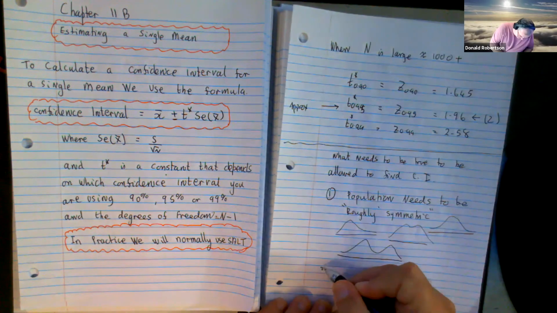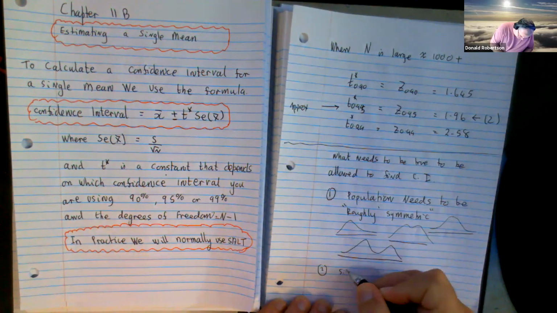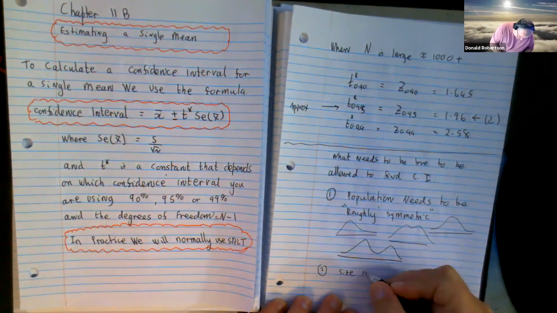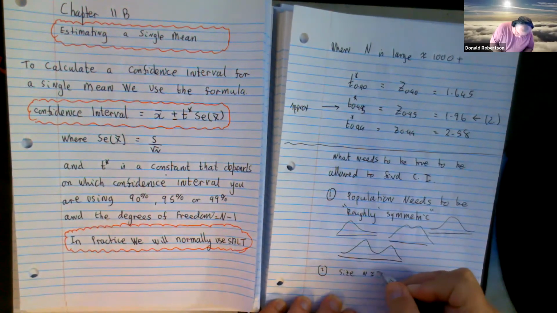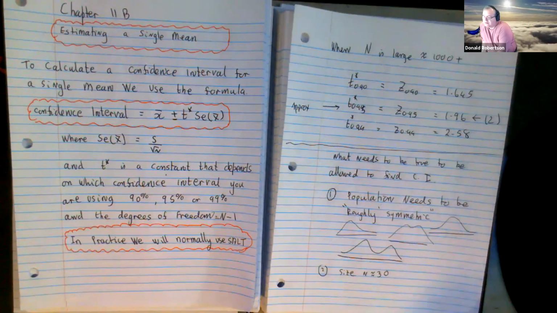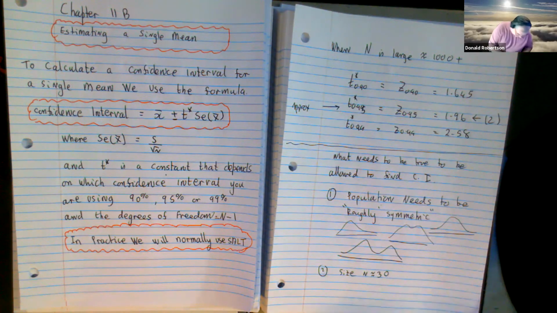Second, size. Talked about this last time. You need about at least 30. Right, so you're pushing your luck if your sample is less than 30. All sorts of bad things can happen.